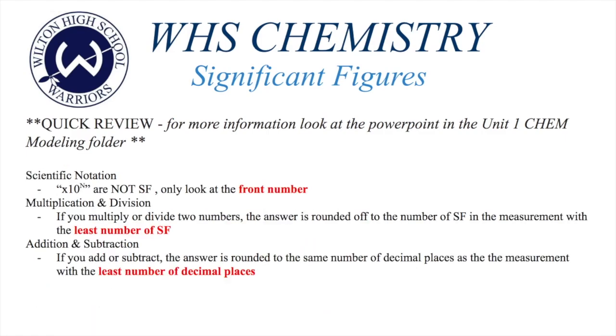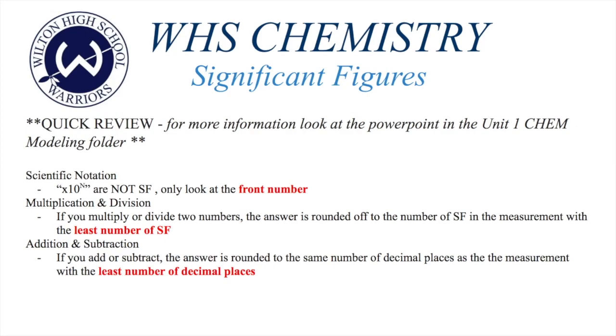Next, we have some quick rules for scientific notation, multiplication and division, and addition and subtraction. So for scientific notation, the times 10 to the number part is not significant figures, so you only want to look at that front number. For example, if it's 6.8 times 10 to the negative second, you only would look at the 6.8 part to find your significant figures.